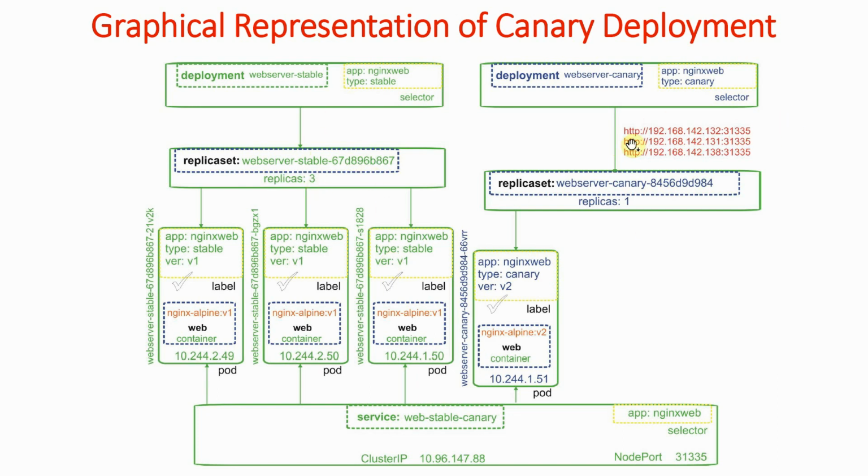And when you access it by using a combination of node IP plus node port, it is going to show you version 1 most of the time, 75% of the time, and 25% of the time it is going to show you version v2 of the application.